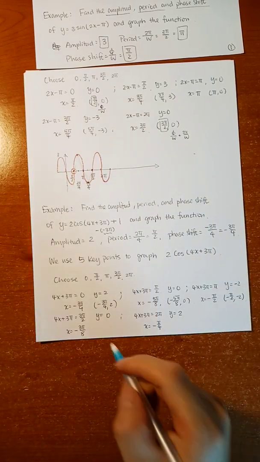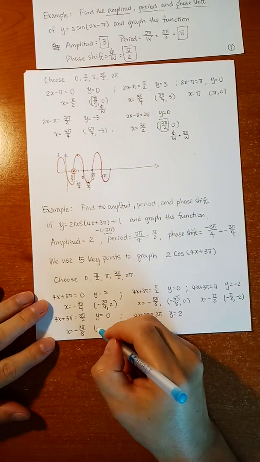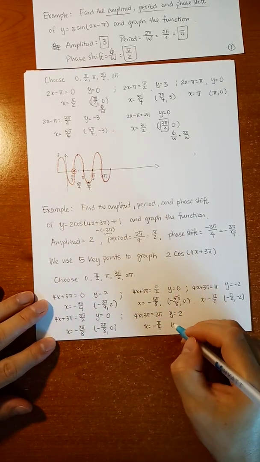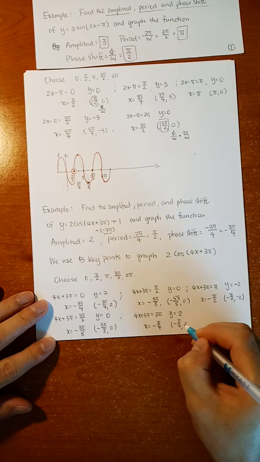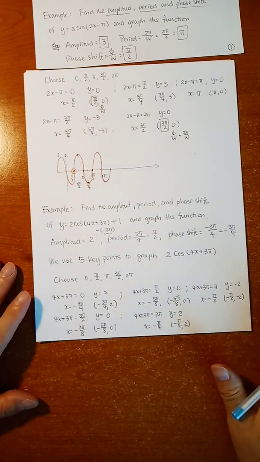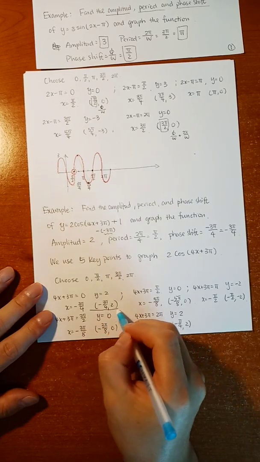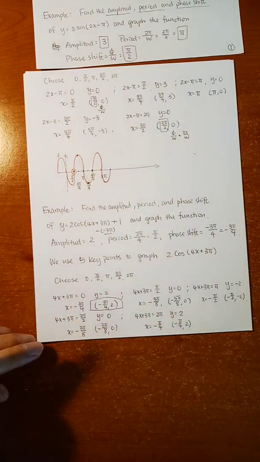So here we have negative 3 pi over 8, 0. Here is negative pi over 4 and 2. Okay, so this is the 5 key points. Those are the 5 key points.